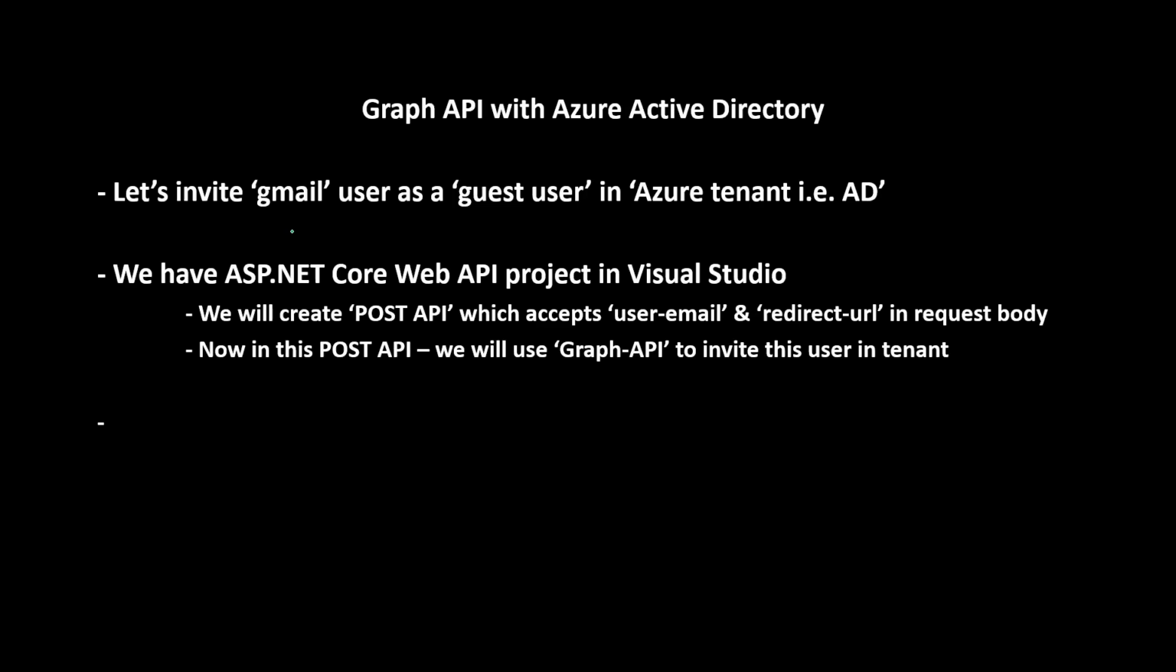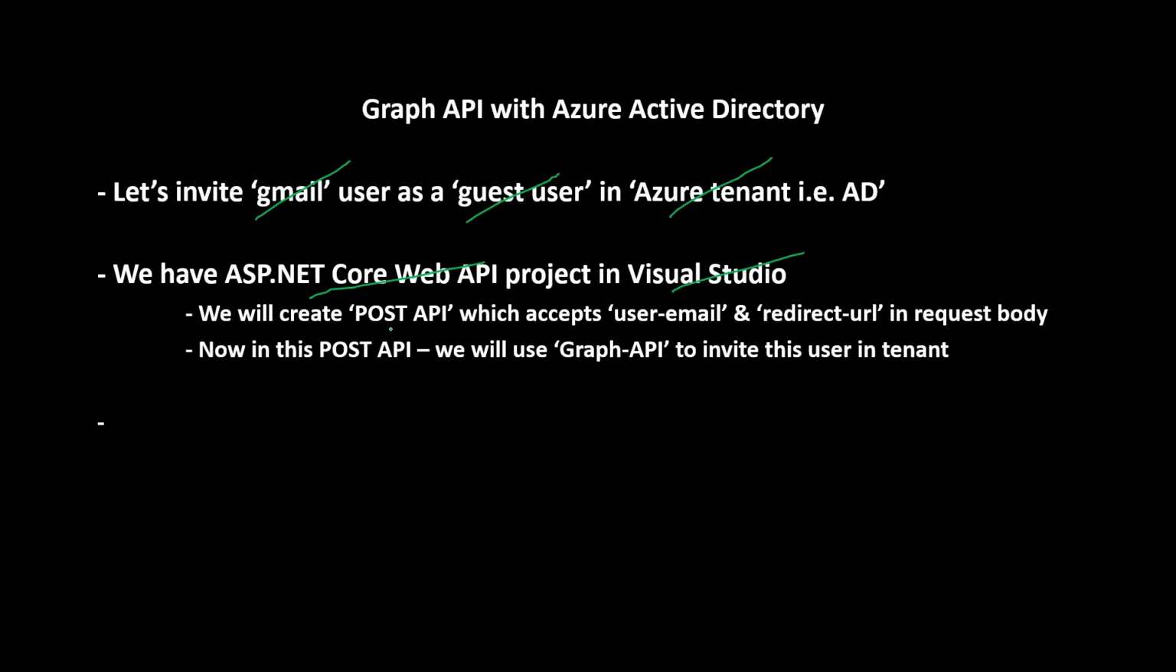Hey guys, now in this video using Graph API, let's invite a Gmail user as a guest user in our Azure Tenant. So we already have an ASP.NET Core Web API project in Visual Studio, and as of now in this project there is one API which returns all the users from this tenant. But now we want to add an API which will invite a new user, right?